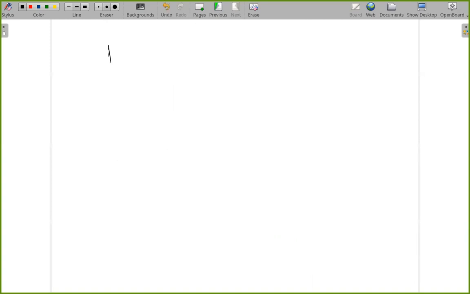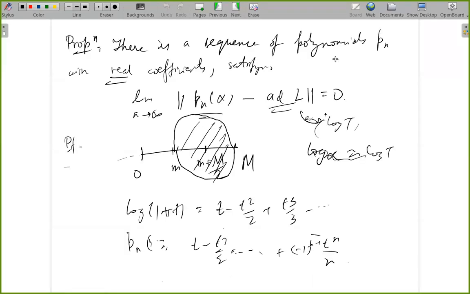Now what I do know is Pn of alpha is a logarithm of alpha. Forget about add L for now. I'm not saying anything about add L. That was creating some confusion in my mind. Right now, I'm not talking about add L at all. All I'm trying to do is take a logarithm of alpha.